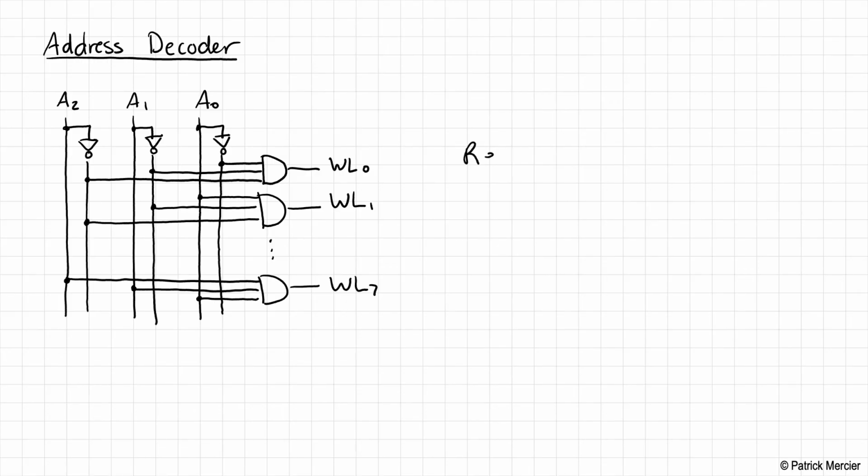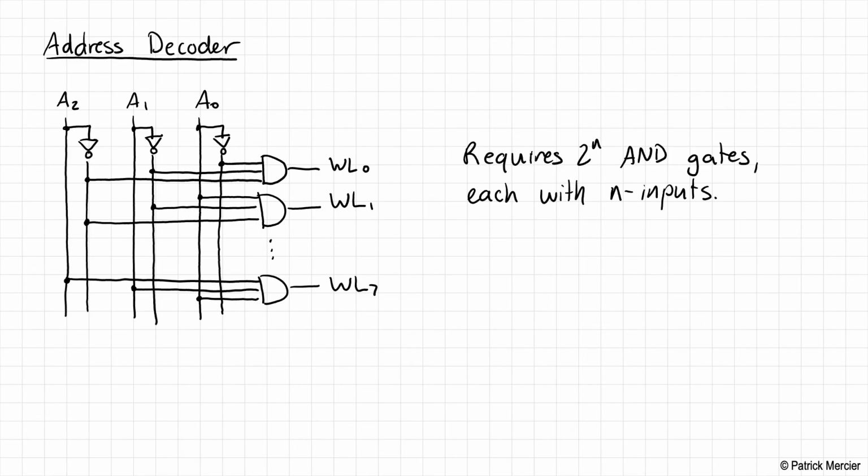So what this does is it requires 2 to the n AND gates, each with n inputs. So as you can imagine, as we scale up the size of these address decoders, they can get extremely big and messy. So we do have to keep that in mind when we're designing these things.